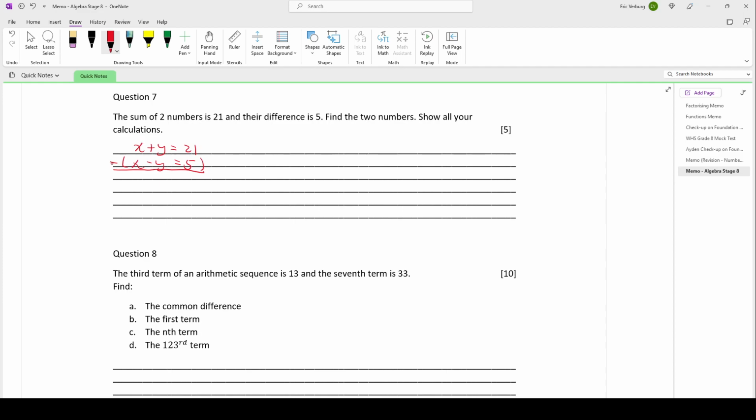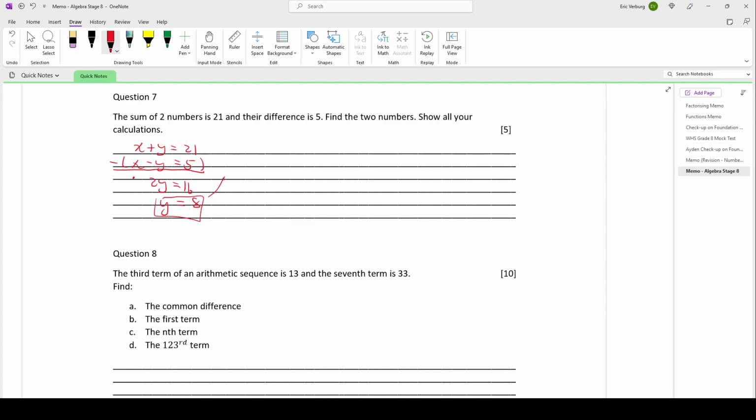So x minus x is nothing. y minus negative y. So minus minus makes a plus. So y plus y would be 2y. And then 21 minus 5 is 16. And then to get y by itself, we divide by 2. So y equals 16 divided by 2, which is 8. So there's our y value.